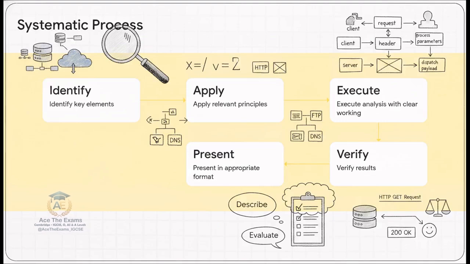Even if your final conclusion is slightly off, showing the correct systematic sequence guarantees you vital method marks along the way. So I'm going to walk you through the standardized 5-step sequence you must use to deconstruct any complex server question. Step 1. Identify key elements. Extract the relevant data from the prompt. Are they asking about a proxy server, a DNS server? What is the specific environment?